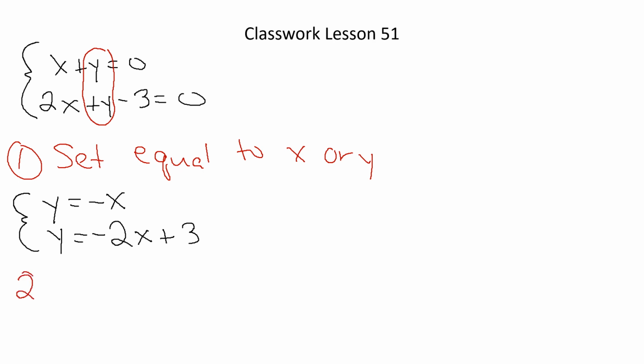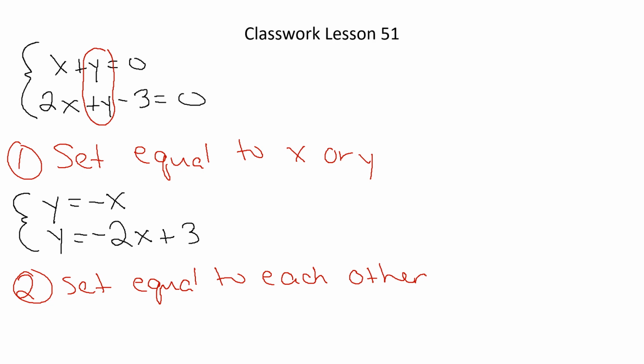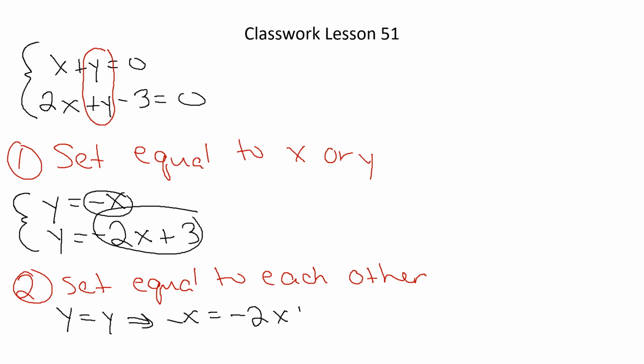And then my second step is to set equal to each other. Because they both are y and y are the same thing, so I can set them equal to each other. y equals y, which translates to negative x equals negative 2x plus 3. I'm going to fix that. That's messy.